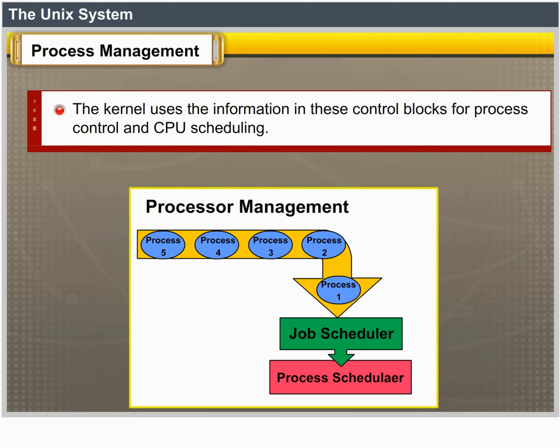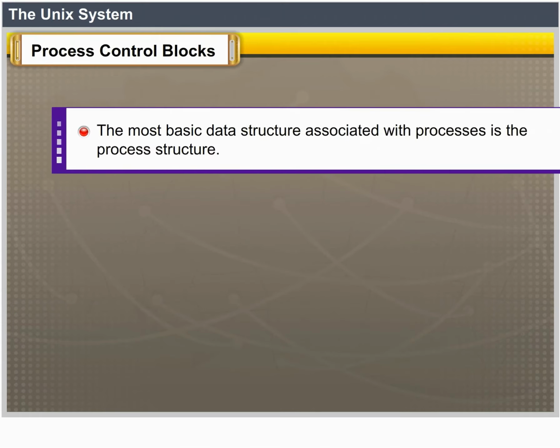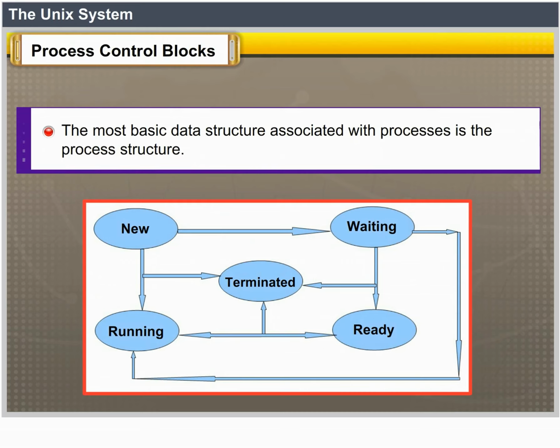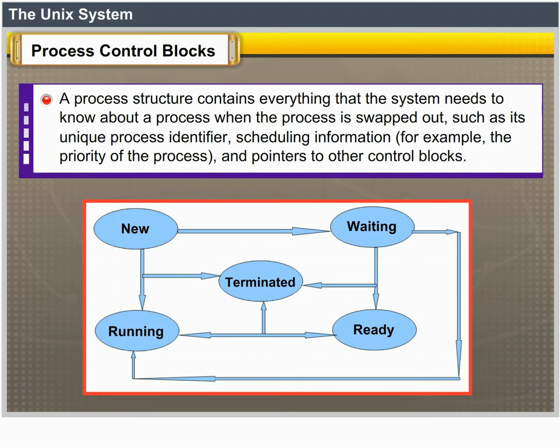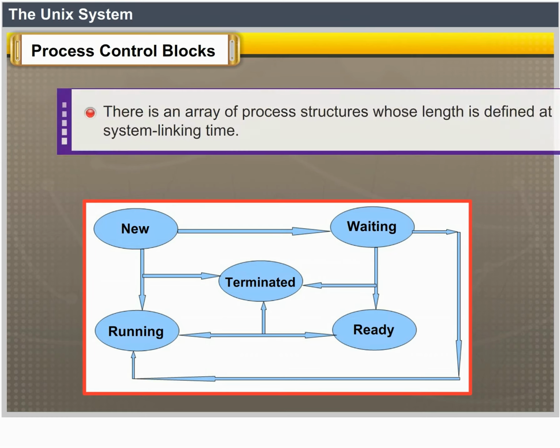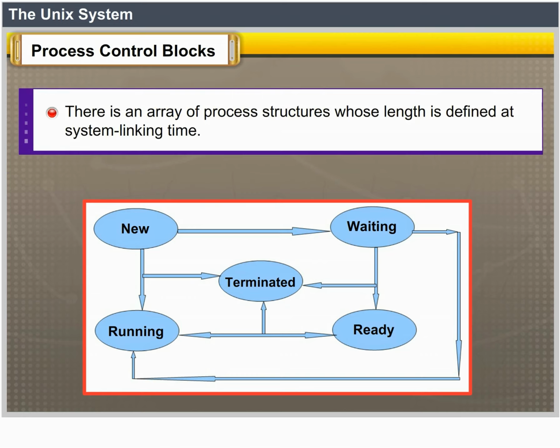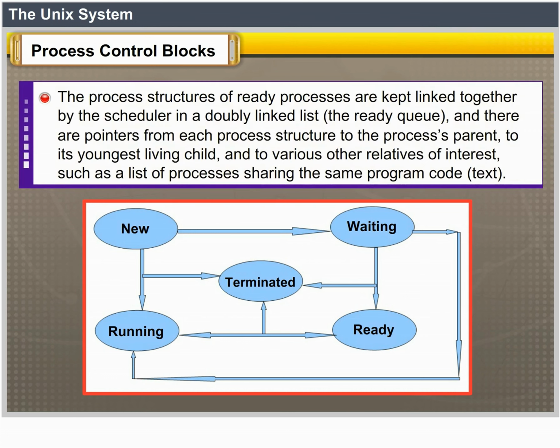Process control blocks. The most basic data structure associated with processes is the process structure. A process structure contains everything that the system needs to know about a process when the process is swapped out, such as its unique process identifier, scheduling information, for example, the priority of the process, and pointers to other control blocks. There is an array of process structures whose length is defined at system linking time. The process structures of ready processes are kept linked together by the scheduler in a doubly linked list, the ready queue, and there are pointers from each process structure to the process's parent, to its youngest living child, and to various other relatives of interest, such as a list of processes sharing the same program code text.